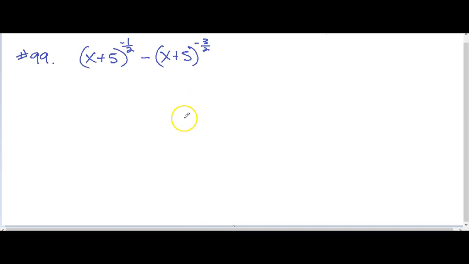So here we are with question number 99, very similar to question number 97, except now we're dealing with exponents that are not only fractions but also are negative. Still the same steps. Find the greatest common factor, which is going to be x plus 5 in parentheses, and then we're going to choose the smallest exponent. And negative 3 over 2 is smaller than negative 1/2 if you think about it on a number line. So our greatest common factor is x plus 5 all to the power of negative 3 over 2.